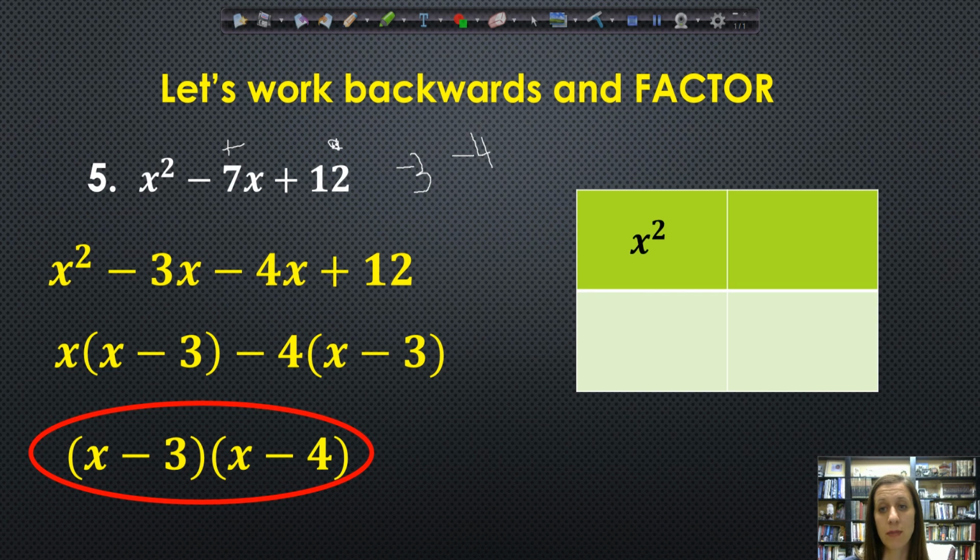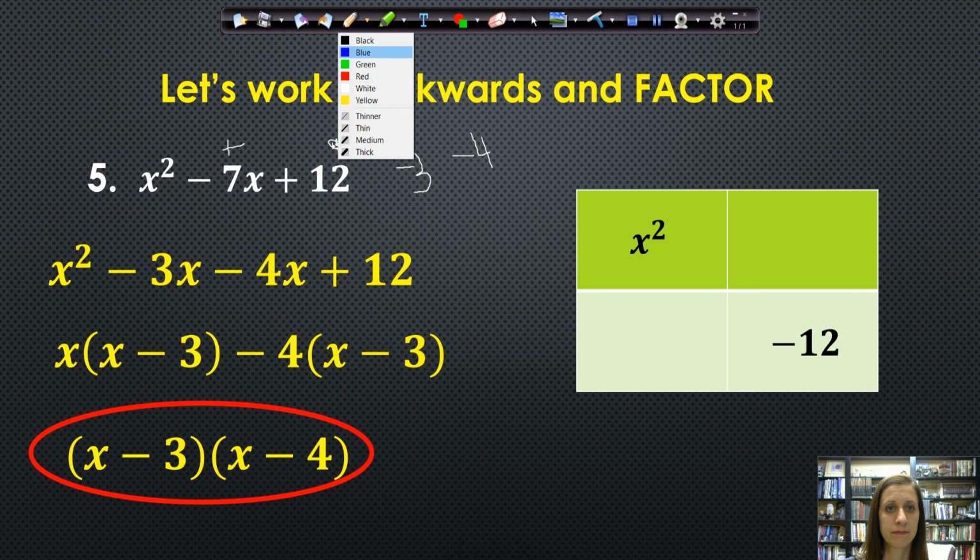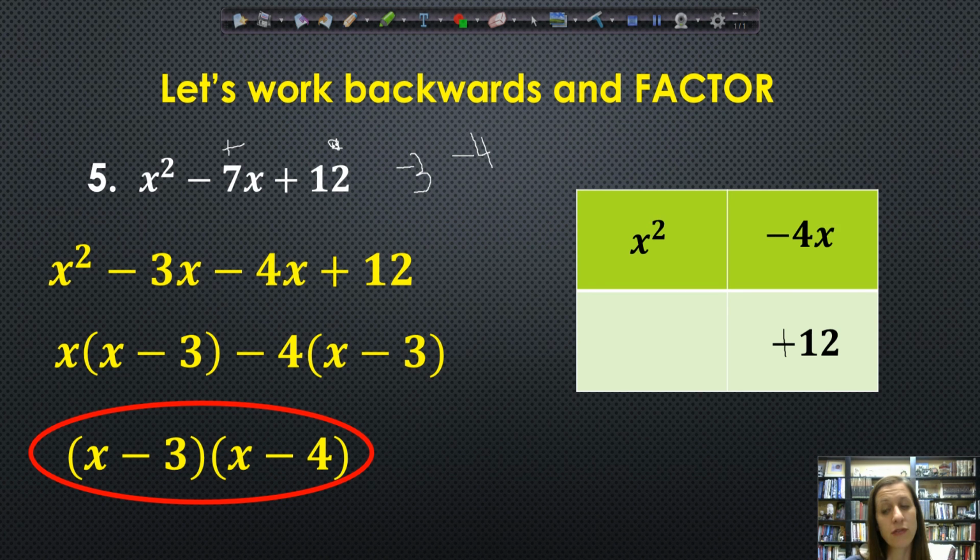So same thing with the box. X squared. That should be a positive 12 as the constant. So positive 12. And then I should have negative 4x and negative 3x or vice versa. So then you just have to break everything up. X times x, that's going to be a negative 4 and negative 3. And I end up with the same exact factors I got down below with the grouping.